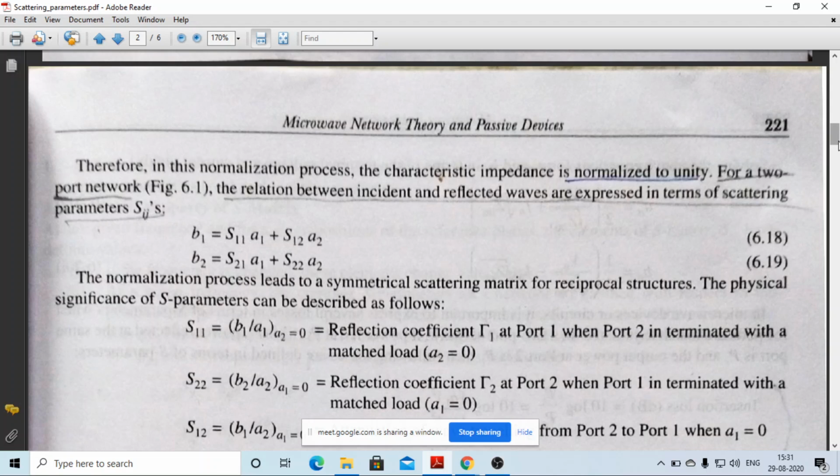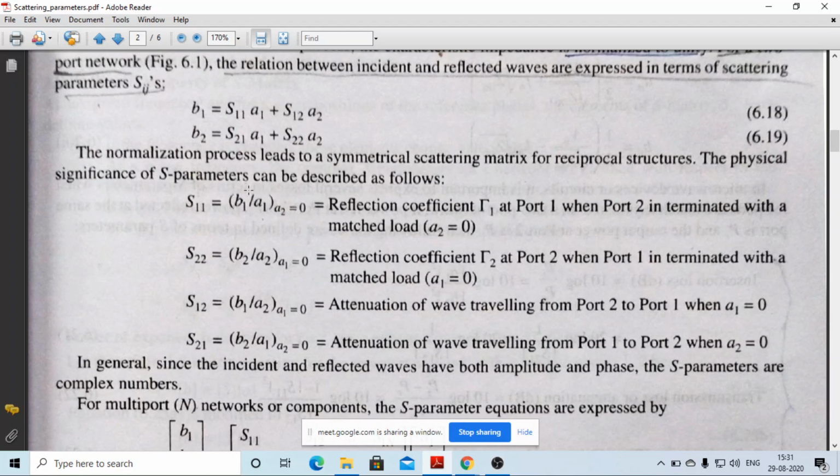So you can see here S11 is defined as B1 by A1 with A2 equal to 0. This is very simple. In mathematical terms, you can define S11, S22, S12, S21. S11 is B1 by A1 with A2 equal to 0, S22 is B2 by A2 with A1 equal to 0. This is very simple, but understanding of the parameters is also interesting.